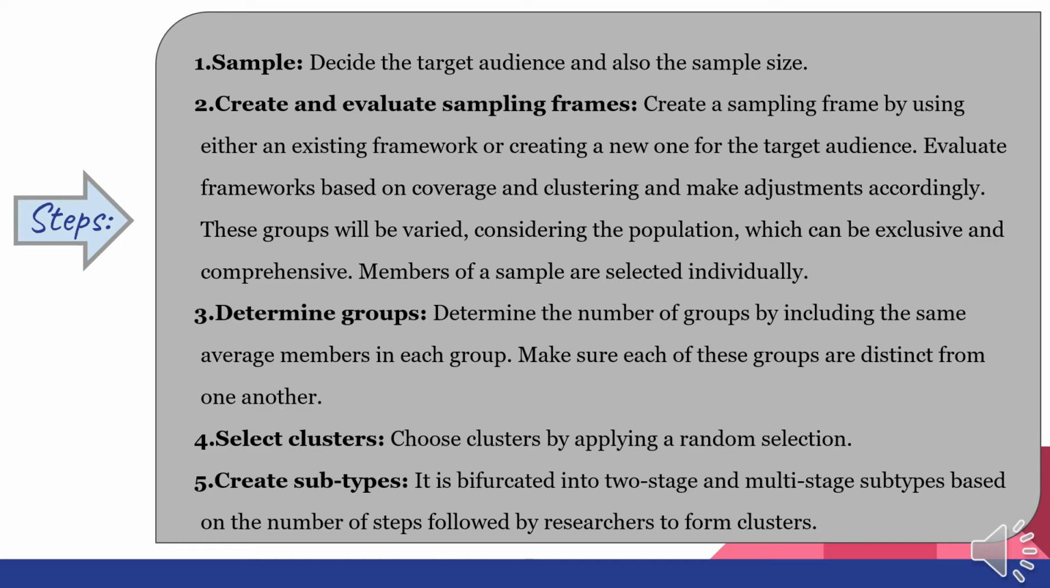These groups will be varied considering the population, which can be exclusive and comprehensive. Members of a sample are selected individually. Third, determine groups. Determine the number of groups by including the same average members in each group. Make sure each of these groups are distinct from one another. Next, select clusters. Choose clusters by applying random sampling. Finally, create subtypes. It is bifurcated into two-stage and multi-stage subtypes based on the number of steps followed by the researchers to form clusters.